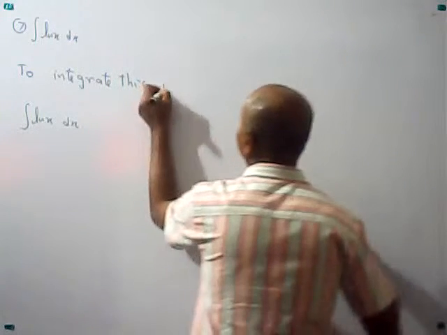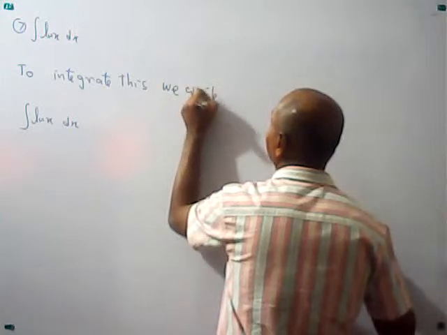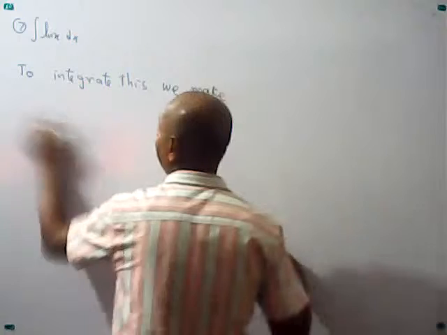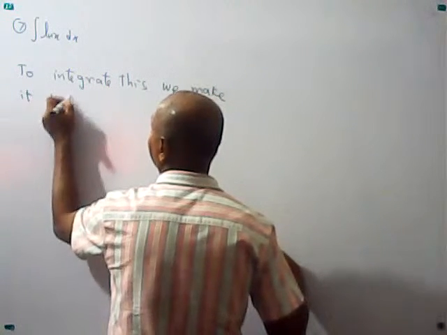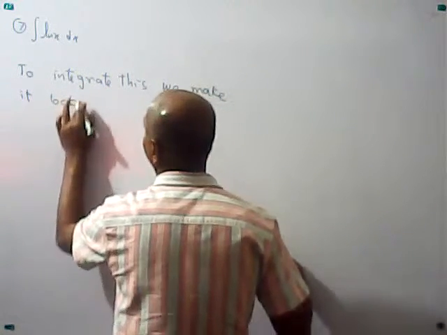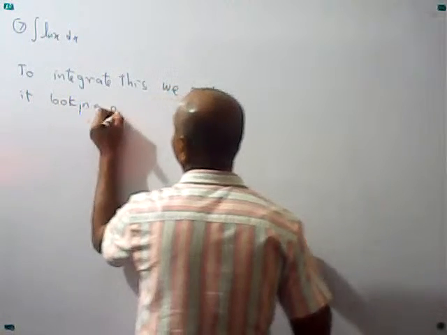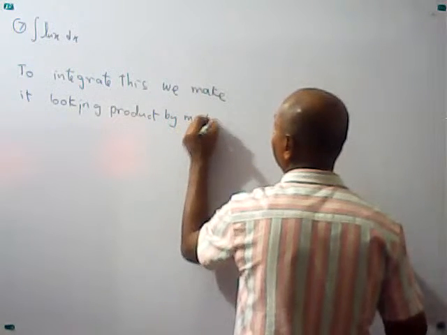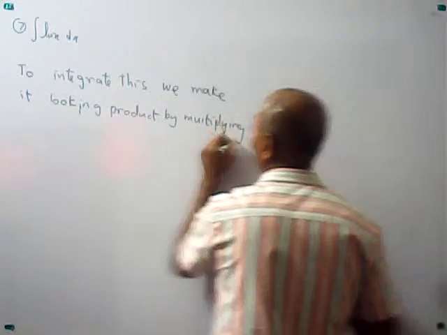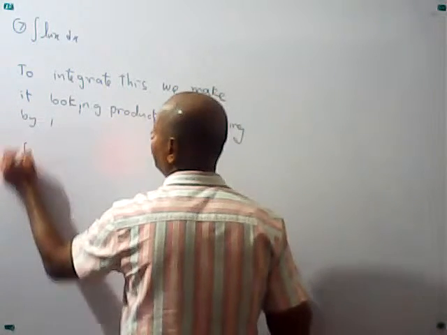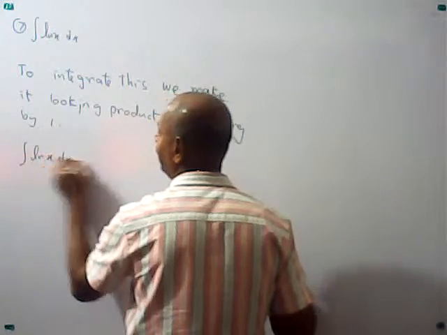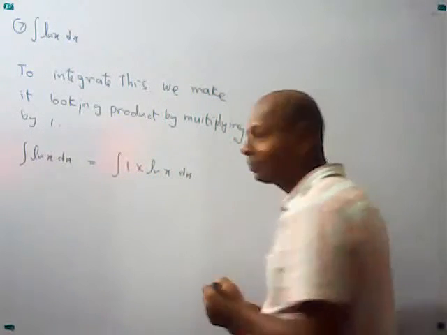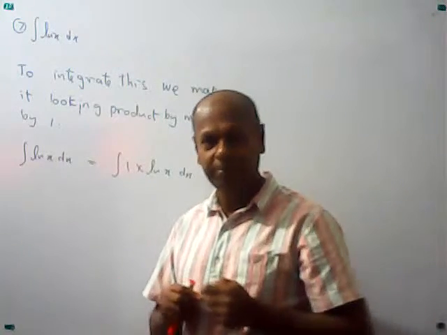We write it, or we make it look like a product, by multiplying by 1. So ln x dx is equal to 1 into ln x dx. That's one thing you should remember.